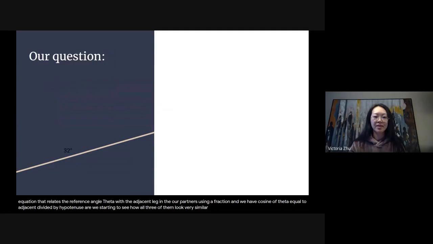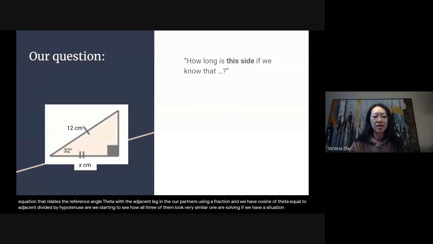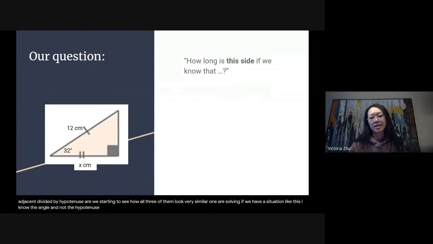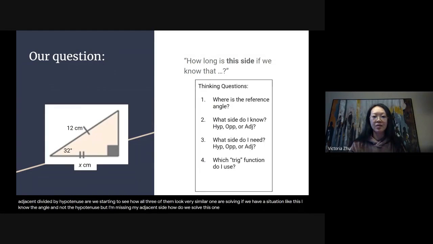Let's go on and check our solving. If we have a situation like this, I know the angle and know the hypotenuse, but I'm missing my adjacent side. How do we solve for this one? Same thinking questions here. Go ahead and pause.